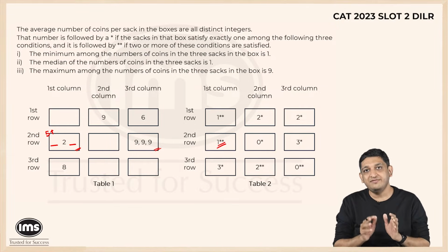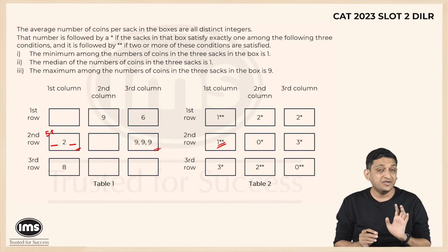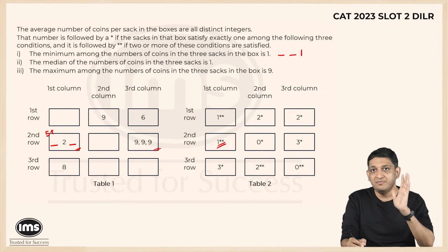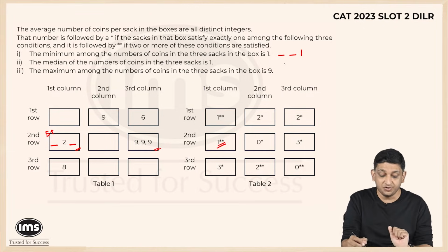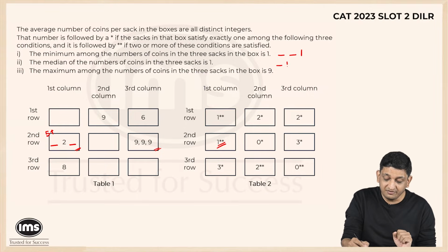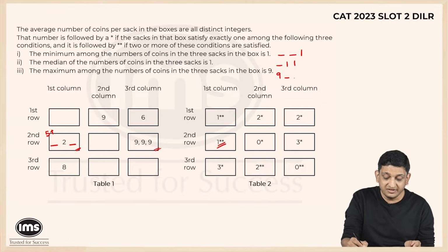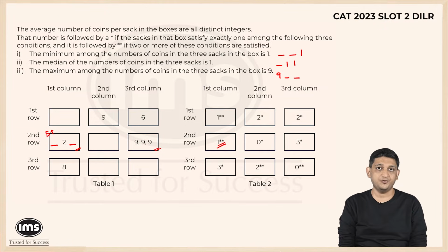When did we say that there will be 2 stars that will be present? We figured out that the minimum among the number of coins, if the first condition is true, it will be a dash dash 1 kind of a scenario. If the second condition is true, then it will be a dash 1 1 kind of a scenario. And if the third condition is true, it will be a 9 dash dash kind of a scenario. Now exactly 2 statements have to be true.